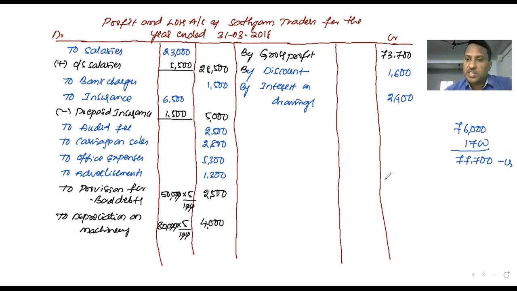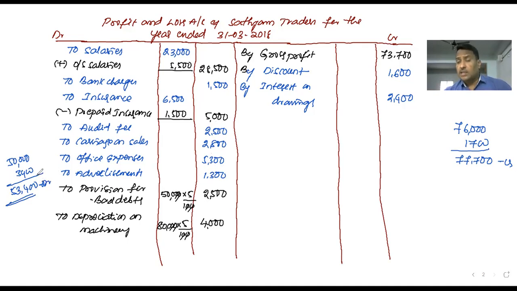So let's total the debit side, expenses and losses. 28,000 plus 1,000, 29, 34, 36, 38, 43, 44, 46, 50. Thousands are 50. Now total the hundreds: 500 plus 500, 1,000, 15, 23, 26, 29, 34. So the total amount of debit is 53,400.